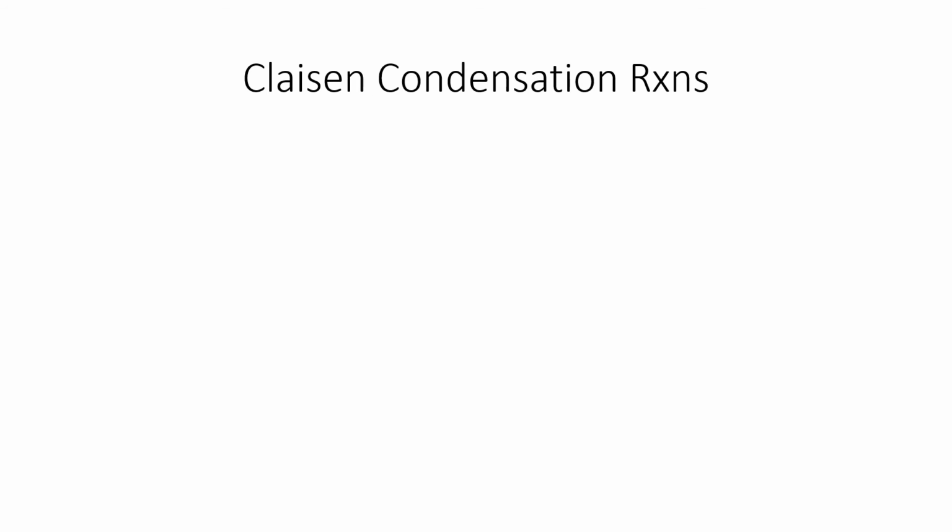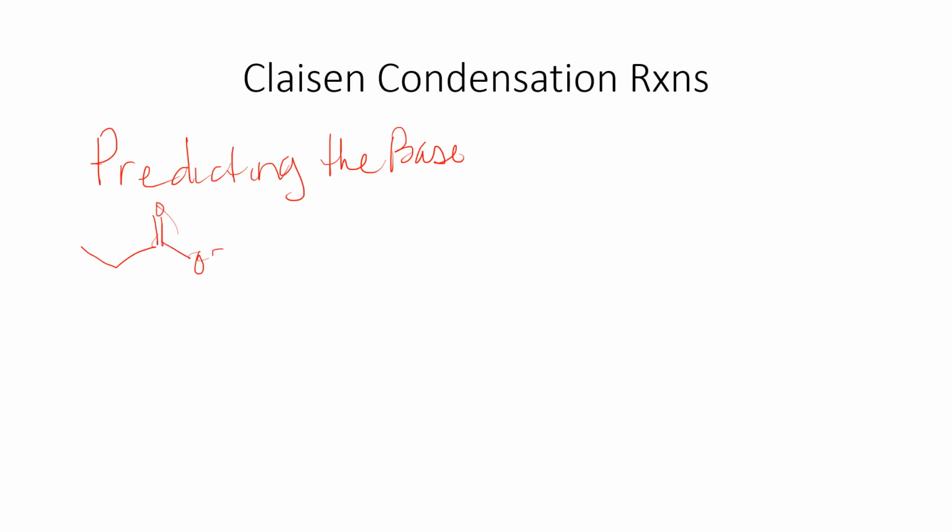So let's do some practice problems predicting the type of base that is used, and then we will go over the mechanism. So if we recall, with the Claisen condensation reaction, remember the base that is used with the Claisen condensation must be the same as the ester group of the ester. So if this is our ester, here the first step is what base should be used.